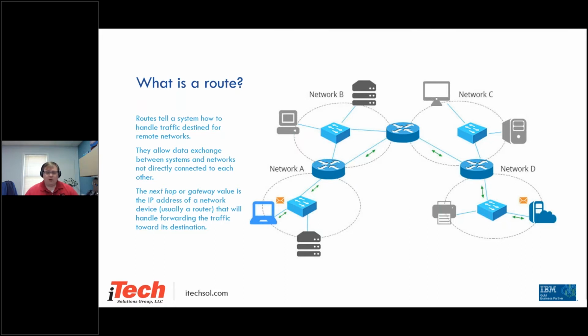A secondary route could be set up to tell that device to send traffic for network A directly to the left-hand router, which would cut out a needless step. That improves network performance. So that's an example of a situation where you might have a second route defined for network efficiency.